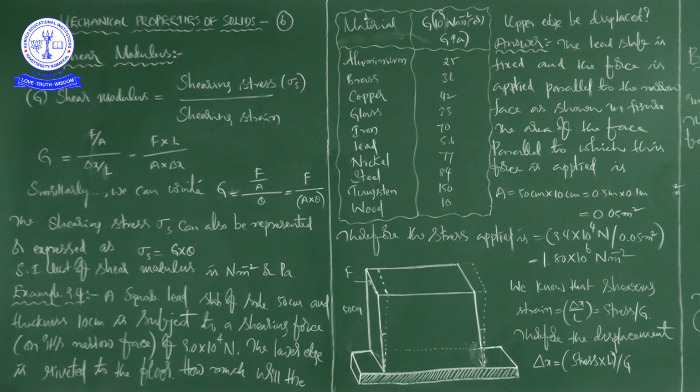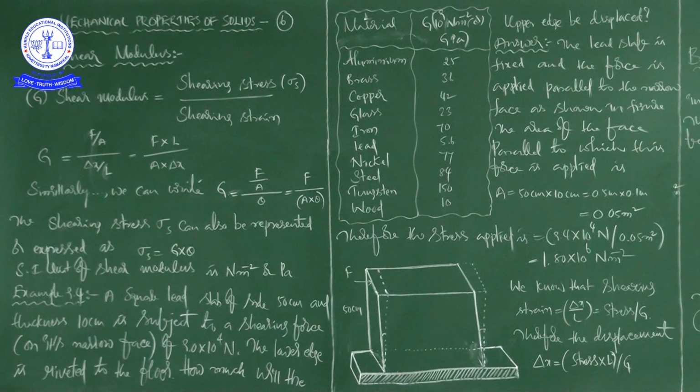The same we can experience here also. See the dotted lines and solid lines. When you apply the force, what will happen? It moves from its actual position to some extent, when the force is applied tangentially. So shearing stress, that is sigma s, divided by shearing strain. Strain is the ratio of change in dimension to the original dimension.